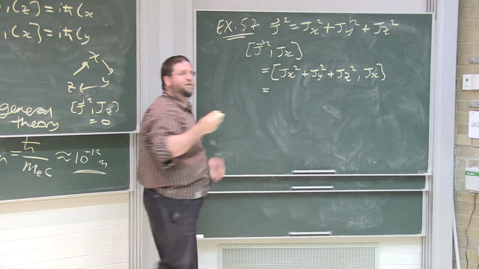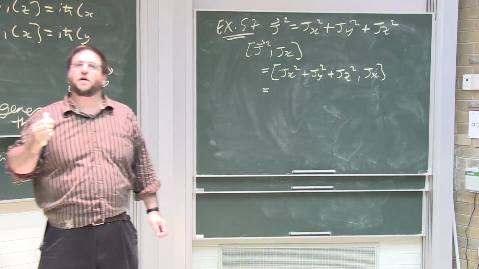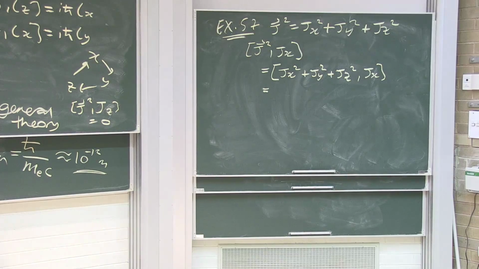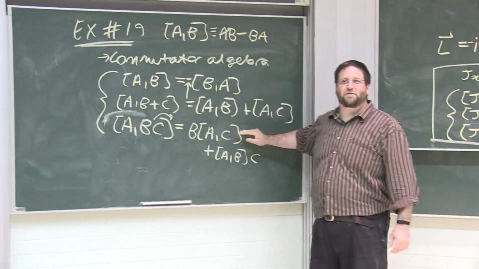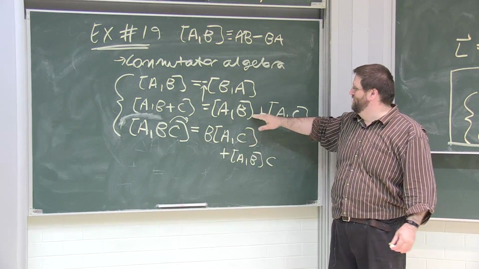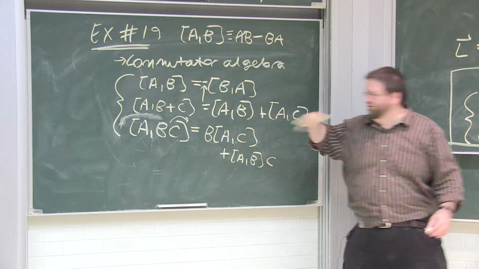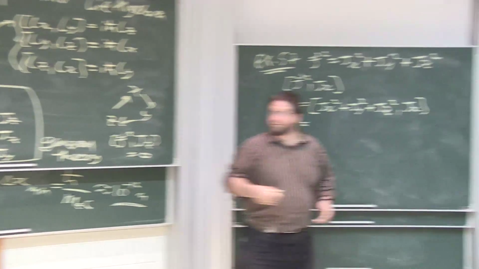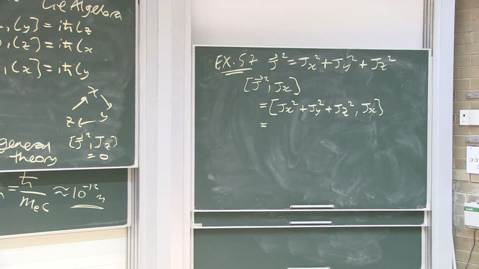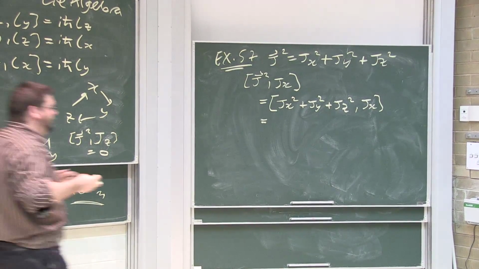Can someone else tell me the next thing to do? Hint, one of these might be relevant. Is this one relevant? No? Beautiful. This one? Yep, beautiful. So let's use this distributive law. Now whether you have a sum of operators in the second slot or the sum of operators in the first slot, the distributive law still works. You can prove that to yourself.